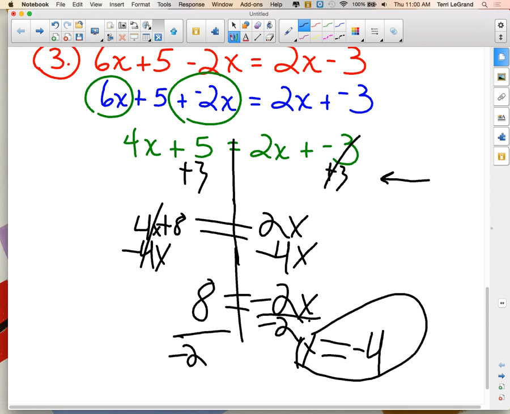No. Because that isn't how we've been doing it. Is it wrong? No, it's not wrong. It's just, this is how we've been doing it. We've been dealing with the fact that there's variable terms on both sides first, haven't we? So somebody else tell me what was their first step. Instead of adding 3 to both sides, what was your first solving step?